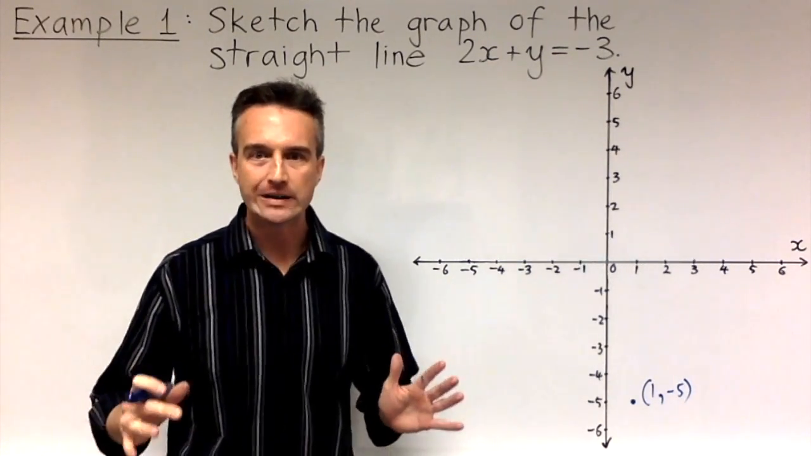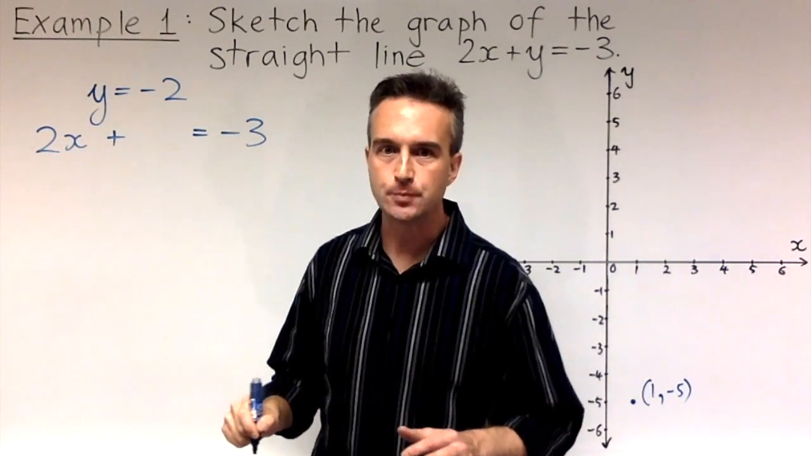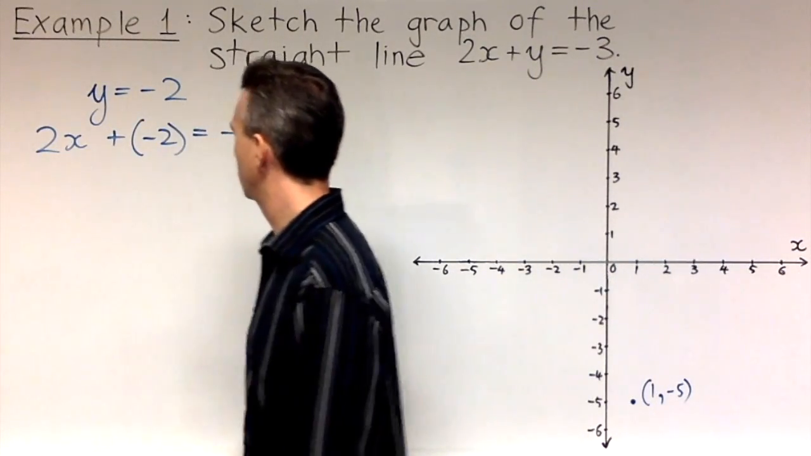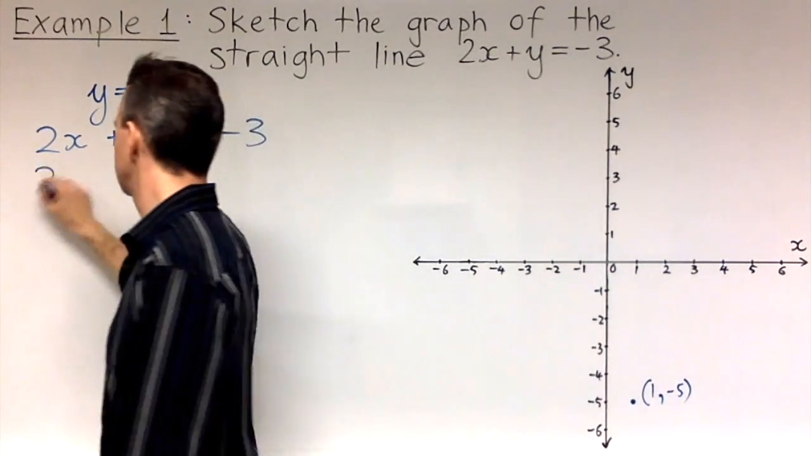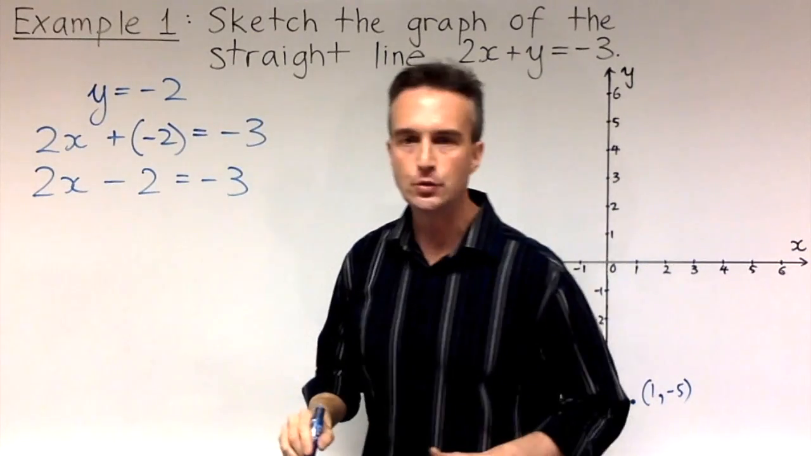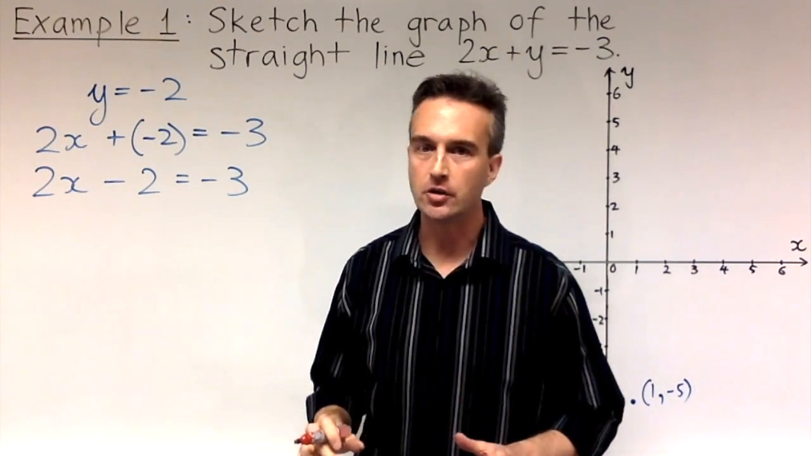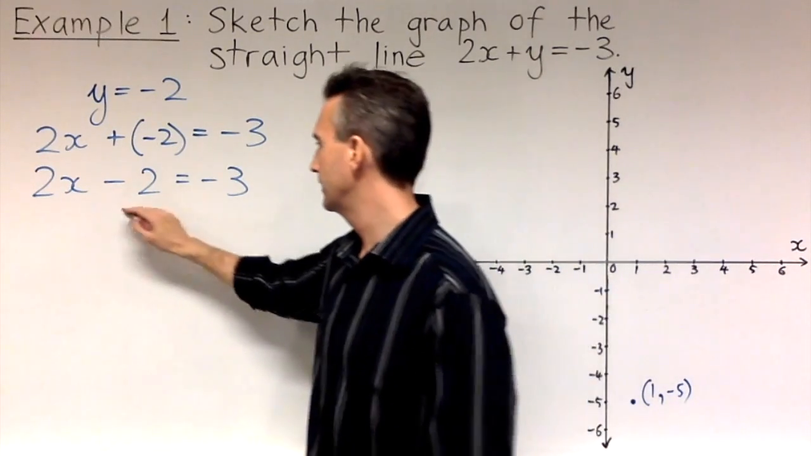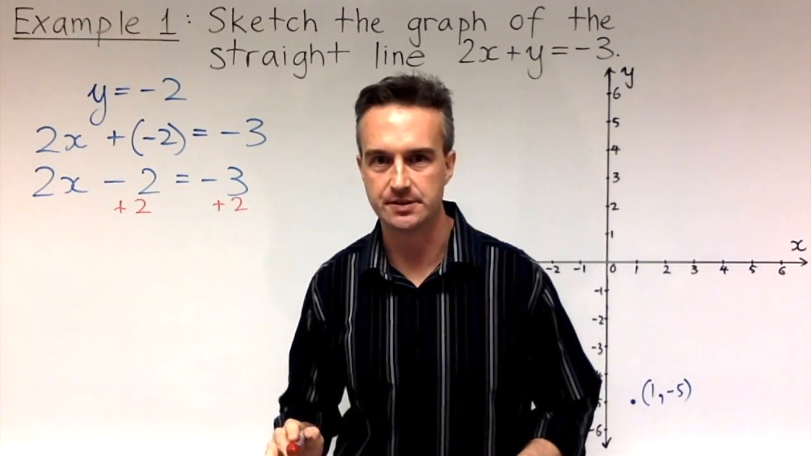Let's try y equals -2. Into the equation, instead of y, let's put -2. Removing the brackets, this gives us 2x minus 2 equals -3. We want to get x alone on the left-hand side. So let's undo the -2 by adding 2 to both sides this time.